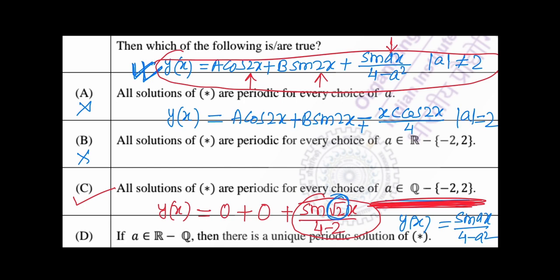Okay, now this question is over. So our option D is correct. Correct options are C and D.